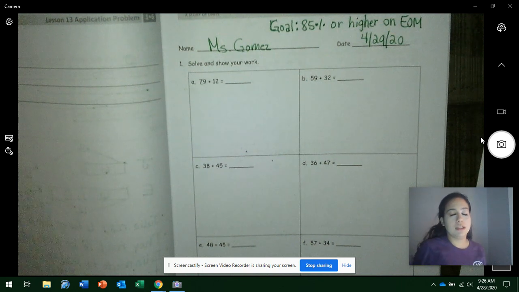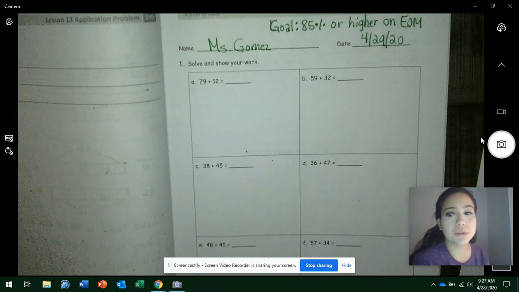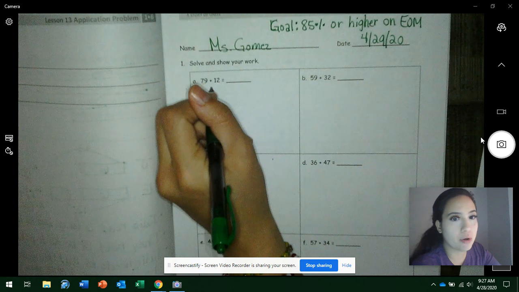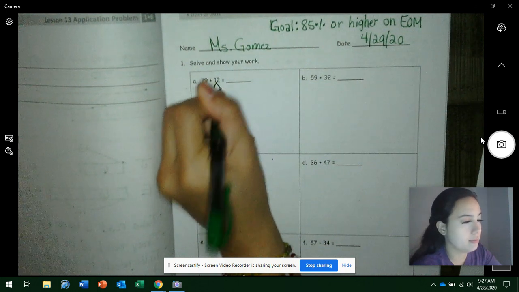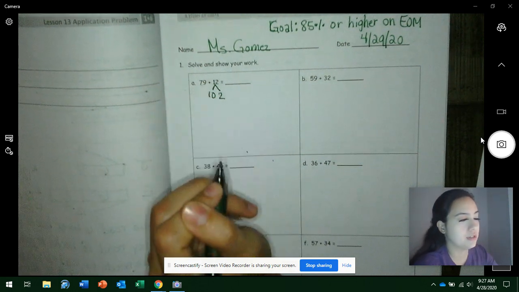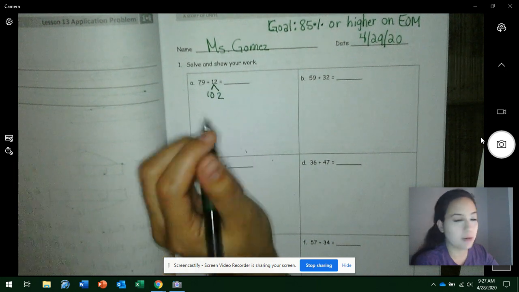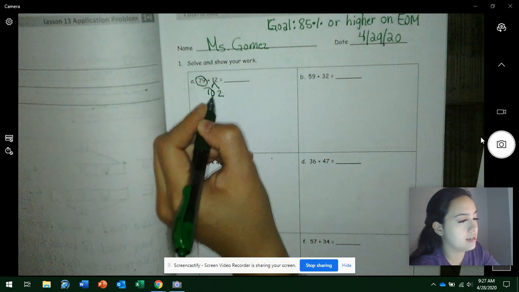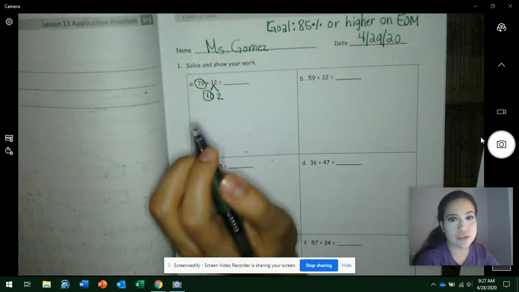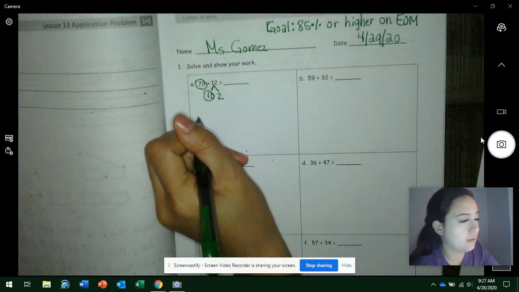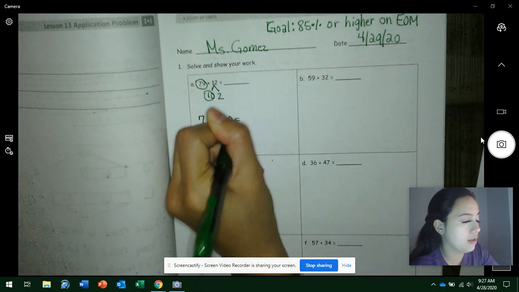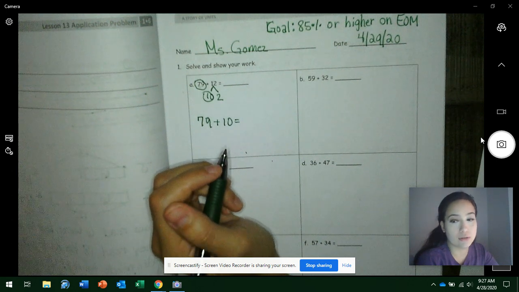If thinking about making the next 10 is too difficult for you, and you just want to break it apart the regular way, then like I tell you, that's fine. So let's see. We're going to break apart 12 into 10s and 1s. So let's break it apart into 10 and 2. Now let's add our parts. So we're going to add 79 and 10. Circle those 2 numbers, just so you know you already used it. And then write your first numbers in. 79 plus 10 more. There, you know that you have to count by tens.